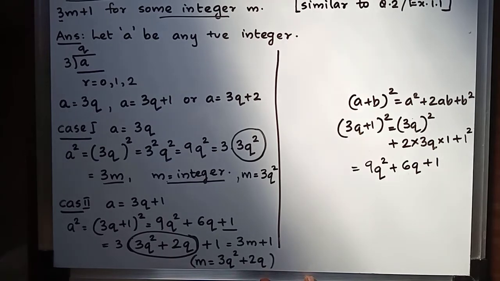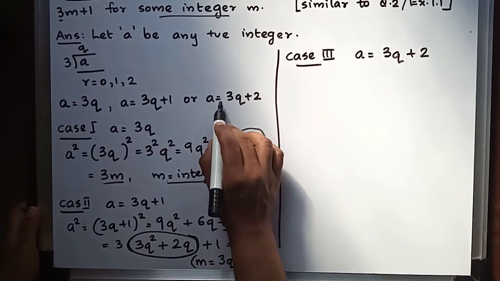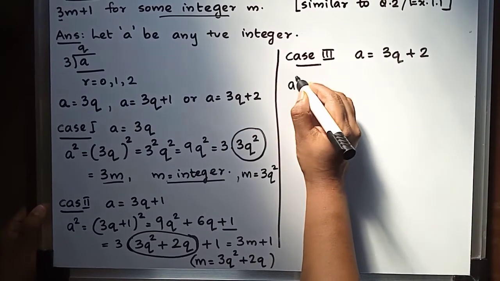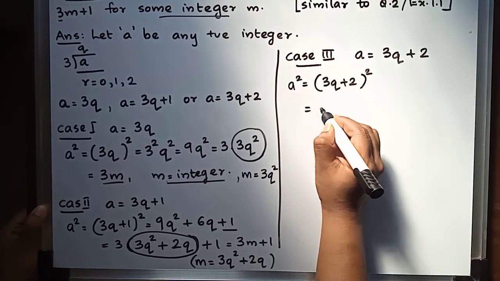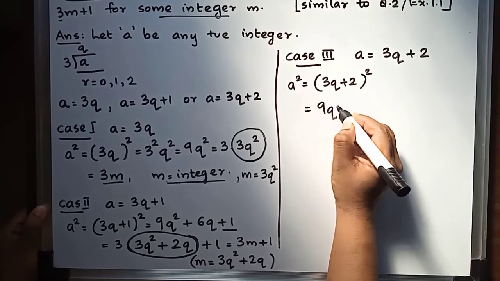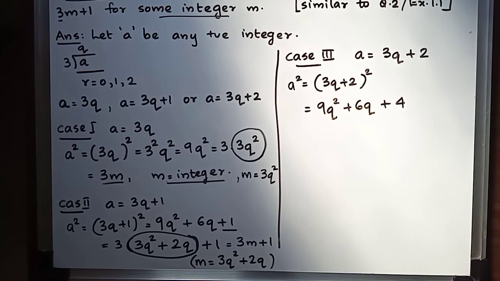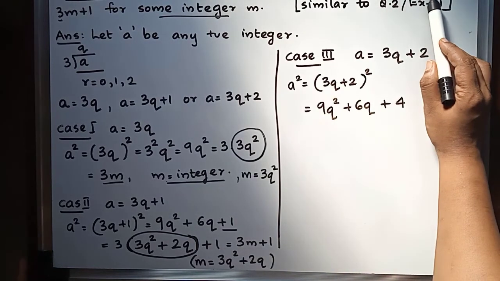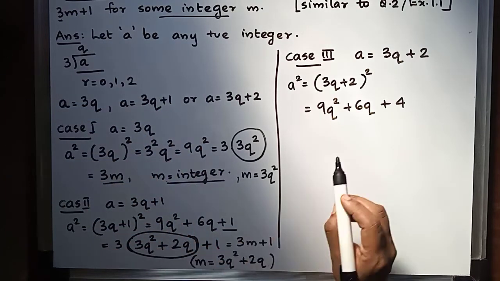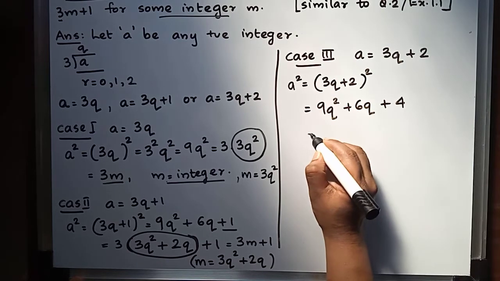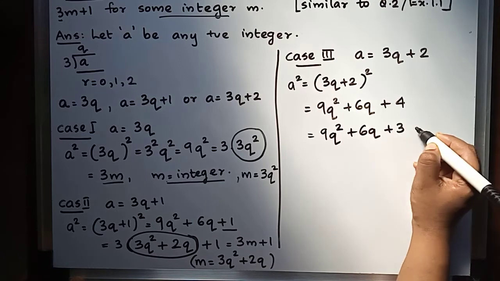Okay, now we will take case 3. In our third case, what was a? a is equal to 3q plus 2. So what is a square? 3q plus 2 the whole square. Okay, so we will get 9q square plus 6q plus 4. Anyways, in the question what do we have? 3m or 3m plus 1. So we need a plus 1 here, right? So I'll write it like this: 6q plus 3 plus 1.